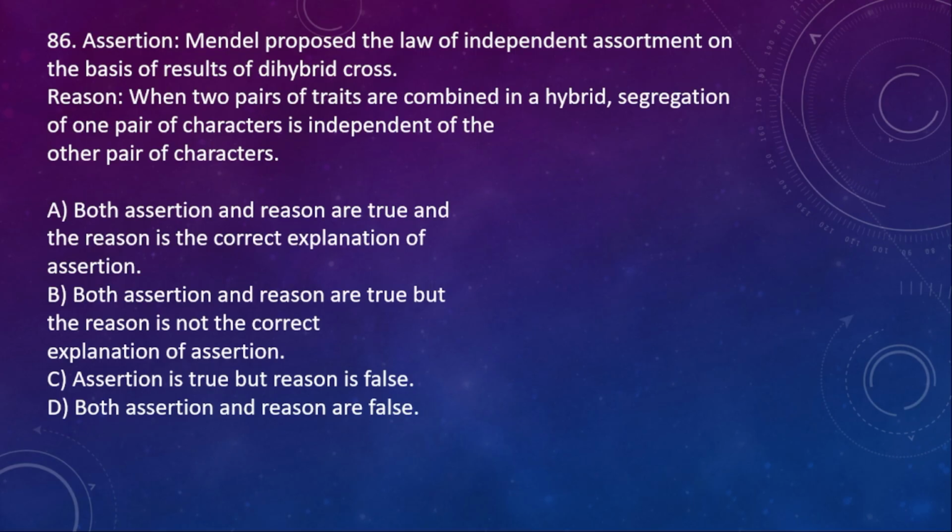86. Assertion and reason. Mendel proposed the law of independent assortment on the basis of results of dihybrid cross. So here this assertion is true. And then the reason: when two pairs of traits are combined in a hybrid, segregation of one pair of characters is independent of the other one. This is also true. So option A is correct. Make this option A.